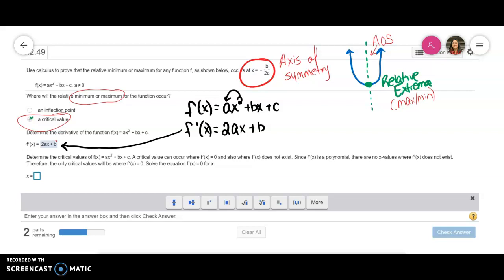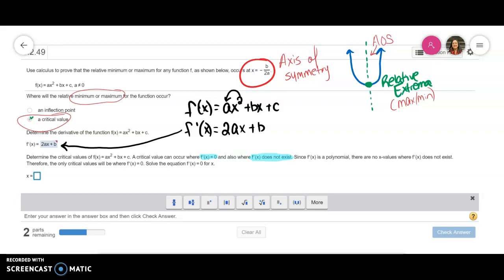The last part here says determine the critical values of f of x equals ax squared plus bx plus c. A critical value can occur where f prime of x is equal to 0. In other words, where your derivative is equal to 0. So it's telling me what to do right there. And where f prime of x does not exist. We've gone over this, we've discussed this in class, that to find your critical points, you want to take your derivative and determine where it's equal to 0 and where it does not exist. And it's just reminding you of that.